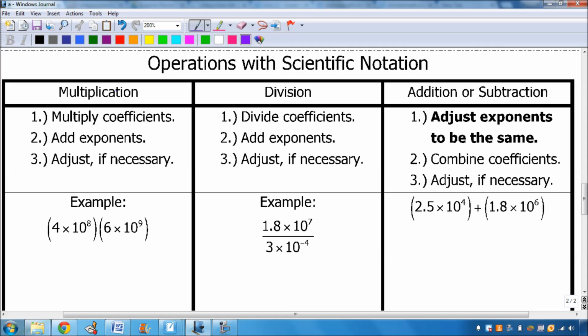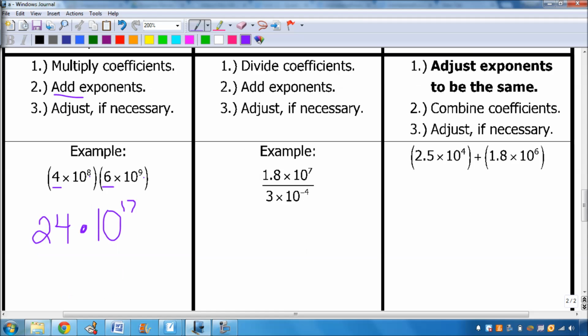So we can go straight to multiplying our coefficients. So when I multiply my coefficients, I'm going to multiply 4 times 6, so I get 24. Okay? Then I'm going to add my exponents. So this becomes 10 to the 8 plus 9, or the 17th power. Okay? So then, here's my issue. This is not between 1 and 10, so I got to move the decimal place over 1. So if my coefficient gets smaller, my exponent should get 1 larger. And that's my answer. Okay?